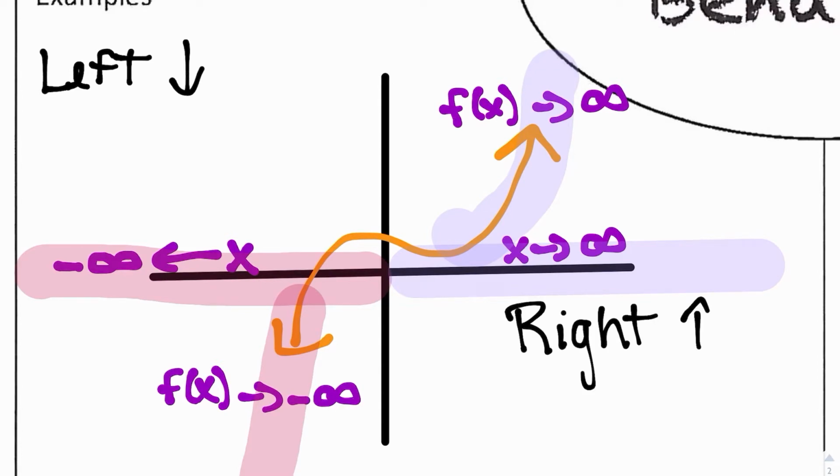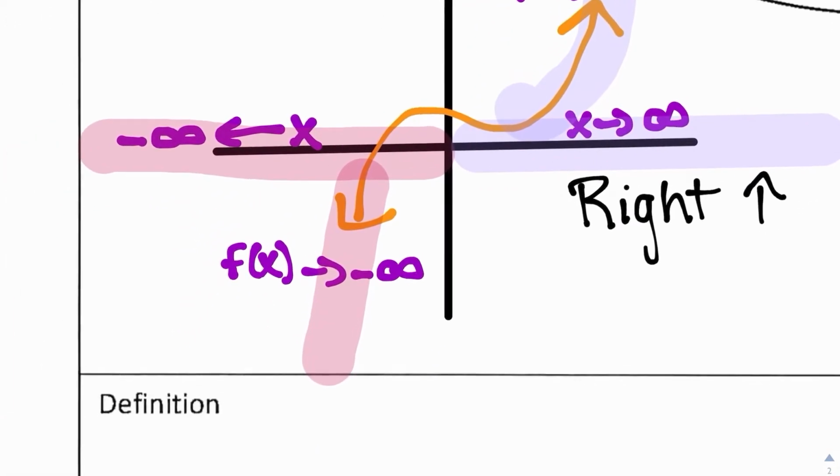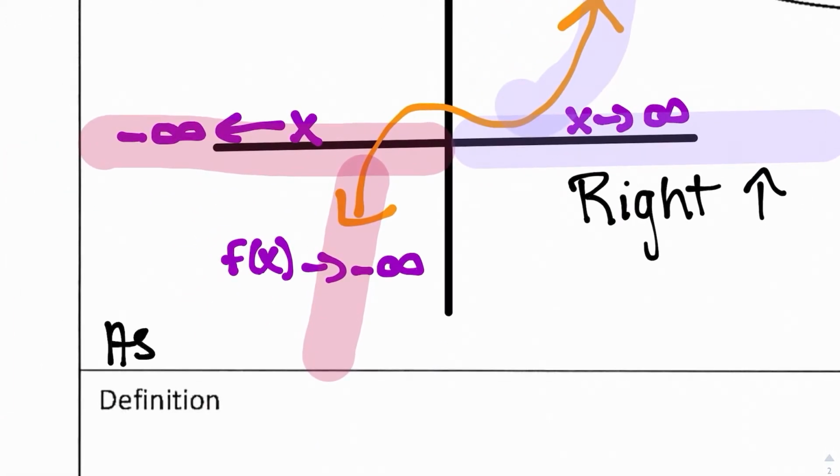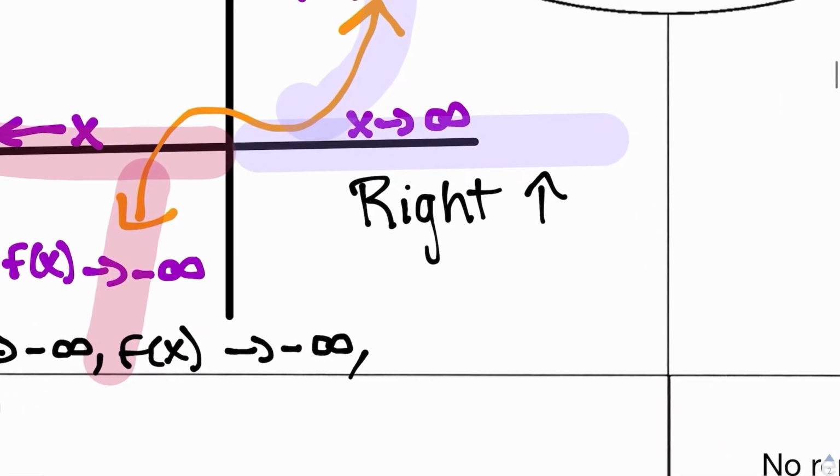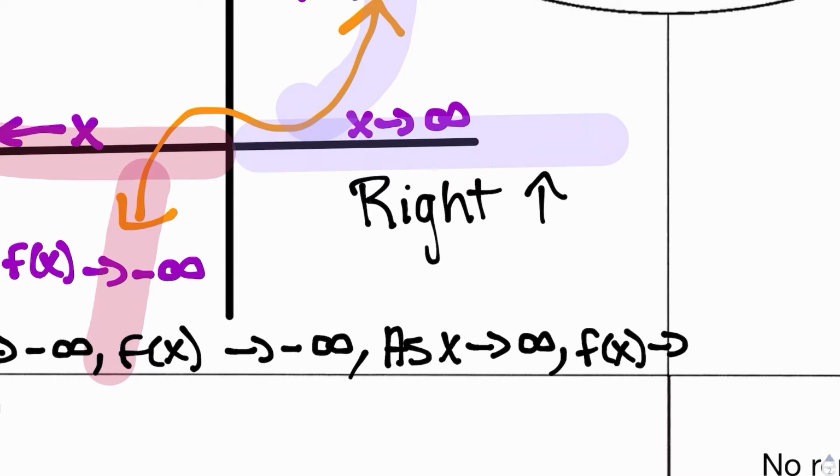I would write that as x approaches negative infinity, f of x is also approaching negative infinity. That little arrow means approaching. That takes care of the left side of the graph. As x approaches positive infinity, so as we go to the right side, f of x is also approaching positive infinity. So that's the formal way to write your end behavior.